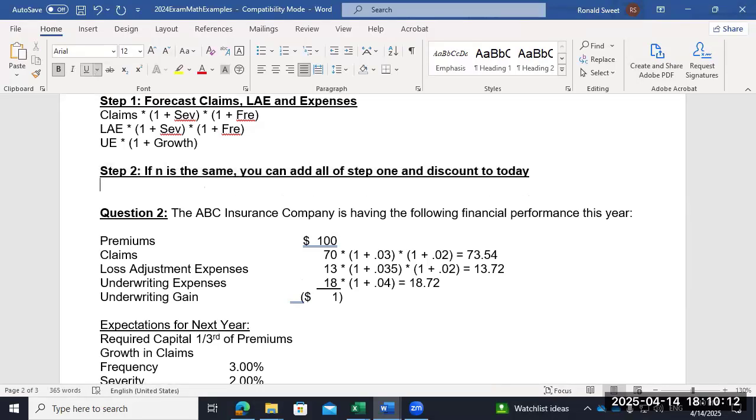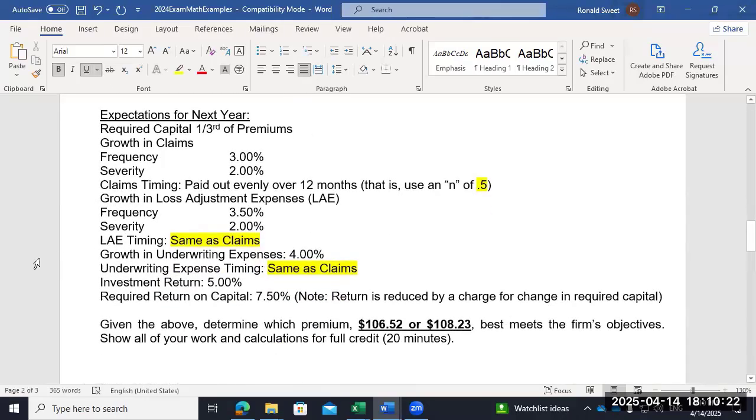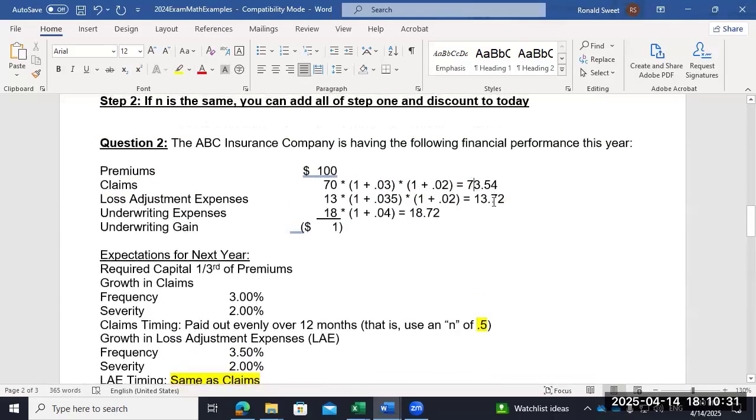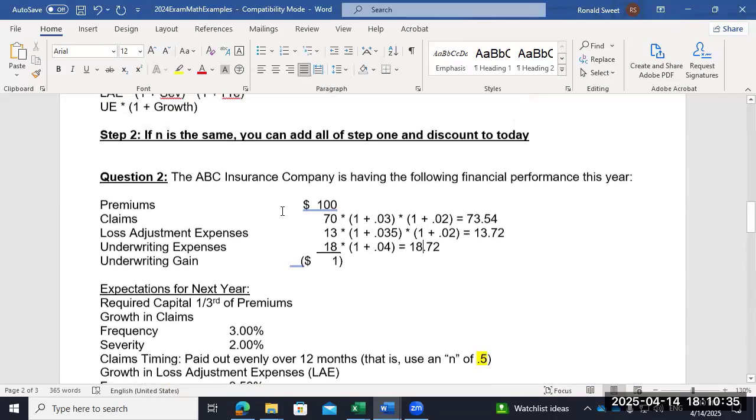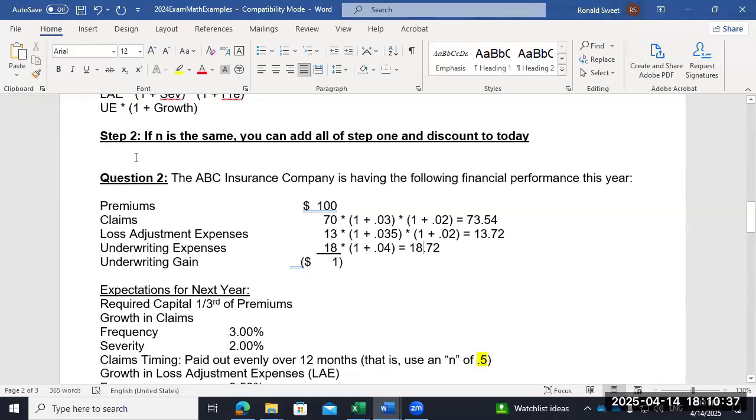Do you remember what discount rate you use? Did you need one? Anybody got one? What's your discount rate here? 5%. Yeah, you use the investment return as your discount rate. So your N is 0.5. So if you sum these three numbers, because they're all 0.5 in, you can get that step 2.